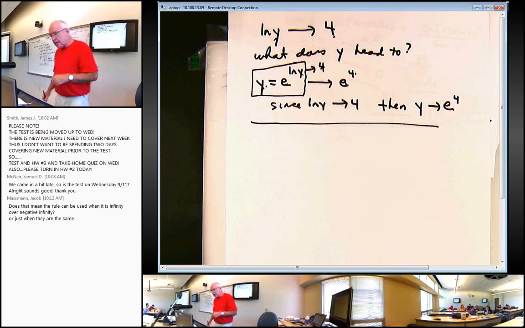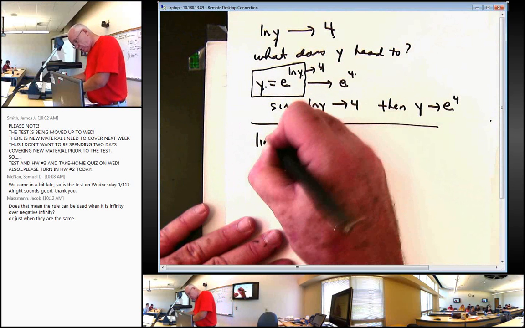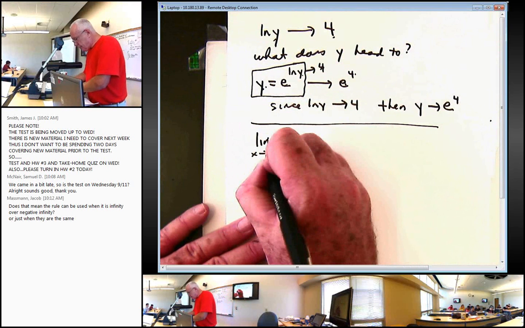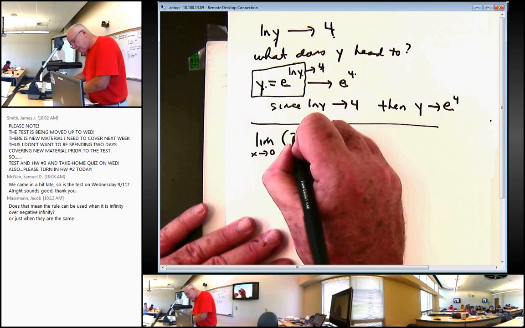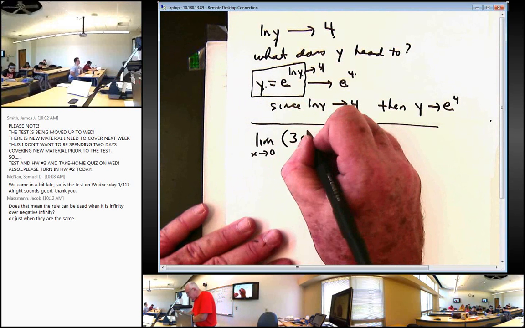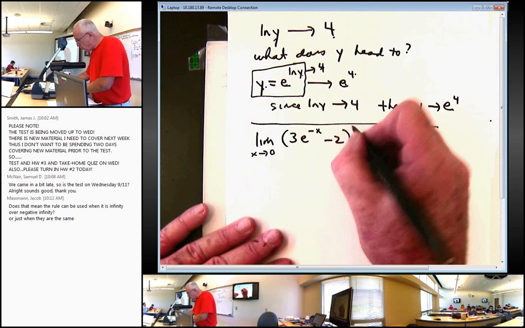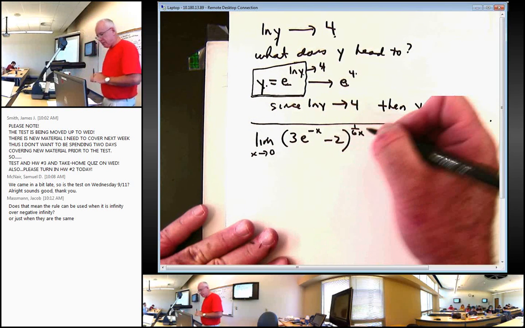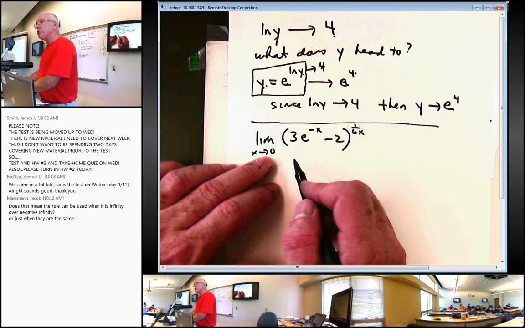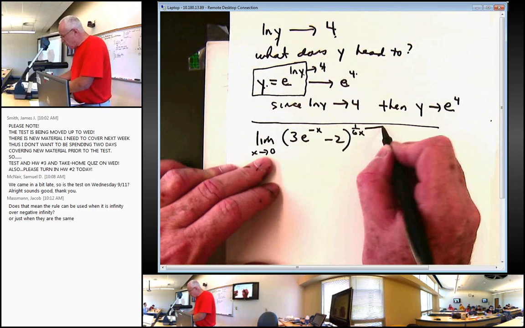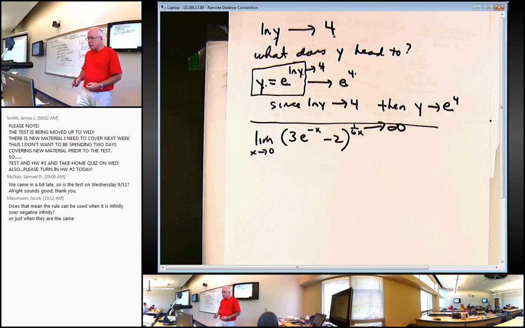All right, let's look at, for this next one, the limit. We're going to do this and one more. The limit as x approaches 0 of the following: 3e times e to the negative x power minus 2, all raised to 1 over 6x. All right. So when x goes to 0, 1 over 6x goes to infinity, because x gets smaller and smaller.